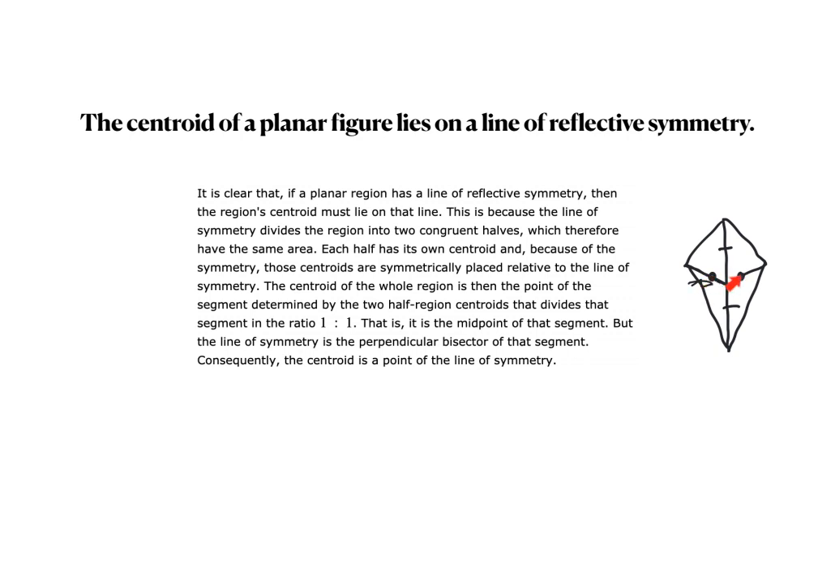So now when I just draw this segment in, because this is the same distance away from here as is this, my centroid of the whole quadrilateral will lie on this line of reflective symmetry. There is a 1:1 ratio because the area of this side is the same as the area of that side. So if I do have a figure that has a line of reflective symmetry, that centroid will be on the line.